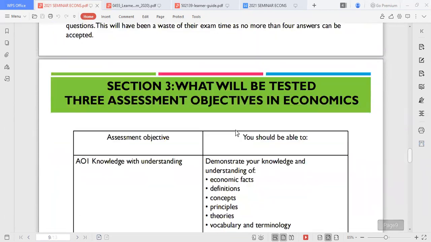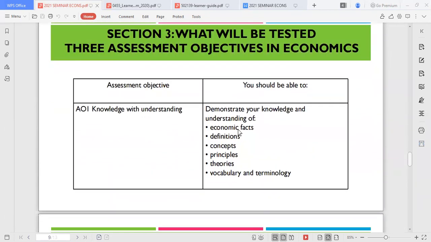And let's look into what will be tested in the 3 assessment objectives in economics. All right. So, assessment objective 1, we are going to look into knowledge with understanding. Knowledge is very important. No matter what, the examiner will give you 1 mark for your knowledge.